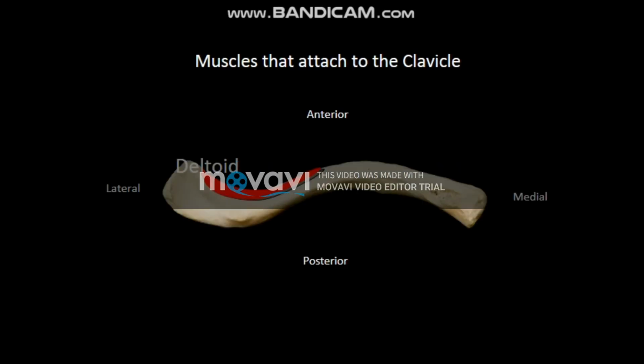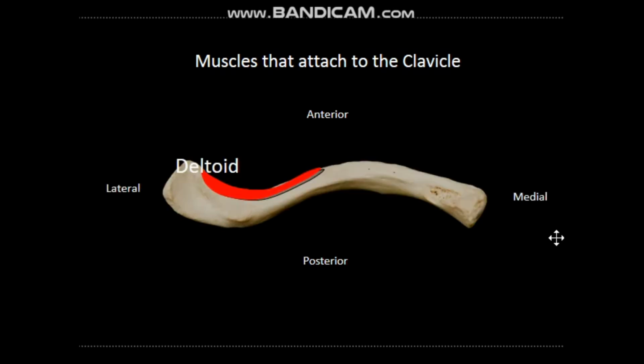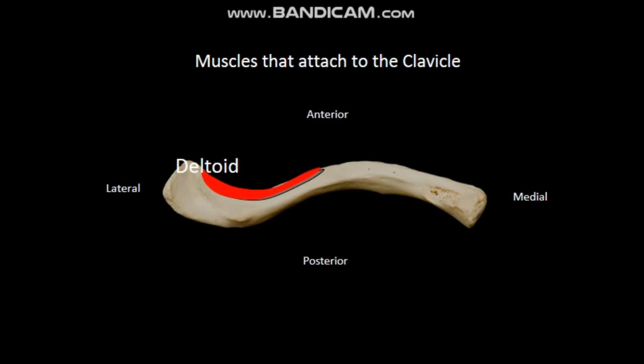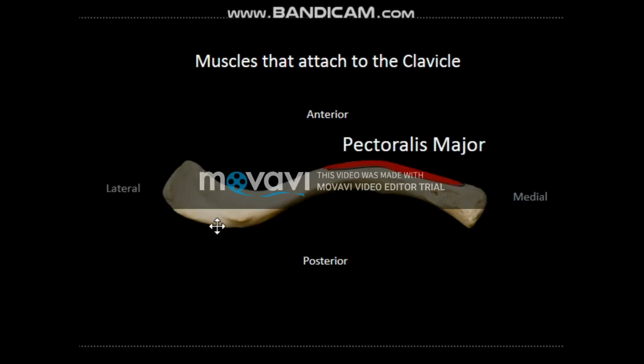Now, muscles that attach to the clavicle. The first muscle is the deltoid, which is attached here. This is the posterior part of the clavicle, and this is the anterior part. This is the lateral part which forms the acromioclavicular joint, and this is the medial part which forms the sternoclavicular joint. The deltoid is attached to the anterior part of the clavicle. Always remember, this is the undersurface.